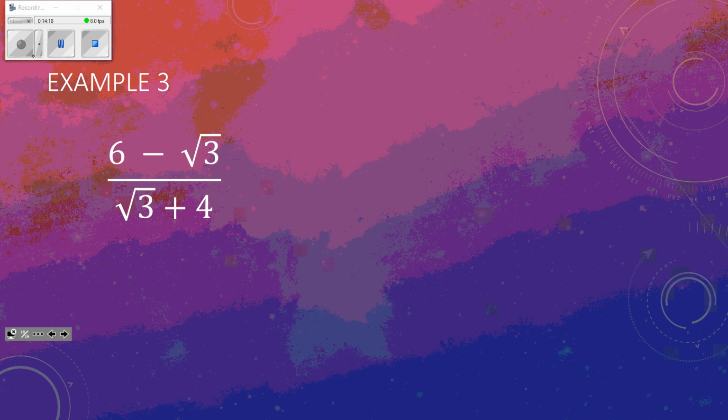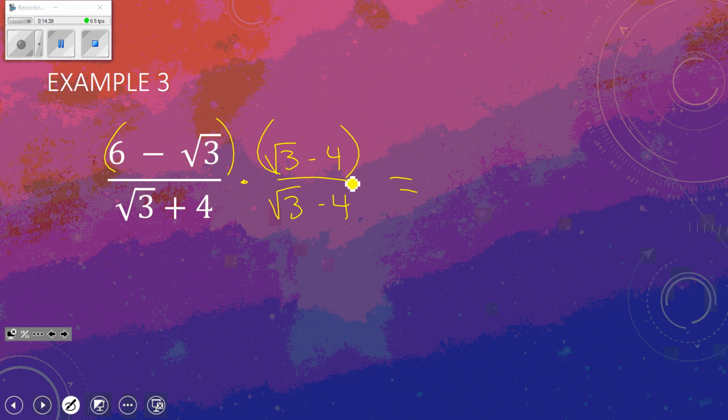All right, so let's see if we did any better. The conjugate of square root of 3 plus 4 is square root of 3 minus 4. How many were able to get the conjugate correct? All right, so part 1, we're there. If you can give me the conjugate correct, we're halfway there. All right, then we need to FOIL it. So let's see what we have.